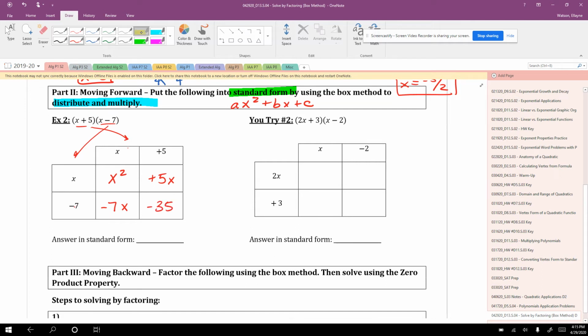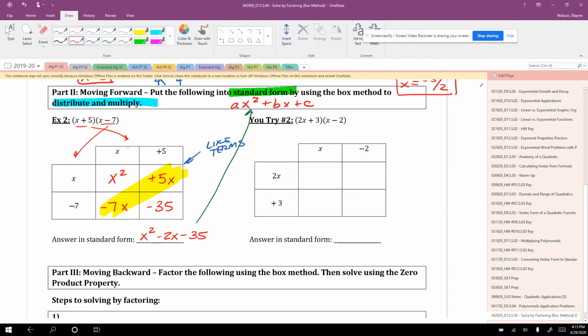What I like about the box method is that you typically end up with like terms right here. Okay, these are like terms. Terms are like if they have the same variable, in this case x, and the same degree on that variable, in this case 1. So then you combine those. So the answer in standard form would be x squared, combine those two that I highlighted in yellow, minus 2x minus 35. And this is standard form because this matches that form right there. Okay, go ahead and try the next one.